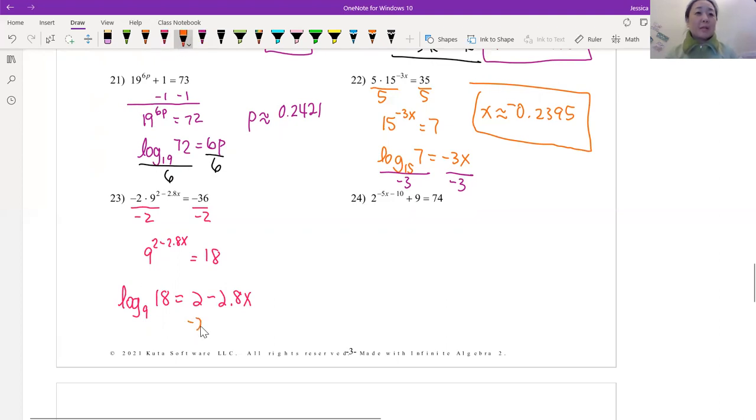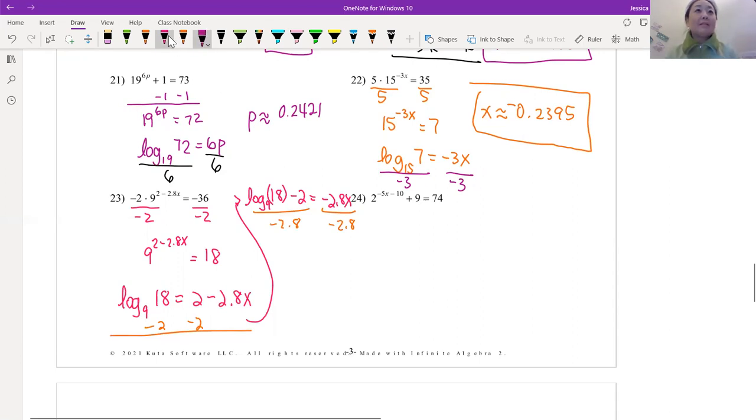So again, we're going to just subtract 2 on both sides. So this is going to be log base 9 of 18. I'll just put the parentheses around there so we don't get confused with all the other stuff we're doing. Minus 2 is equal to -2.8x. How do we get rid of that -2.8x? We need the x, not the 2.8. So divide by -2.8, right? Divide by -2.8. And here we go.